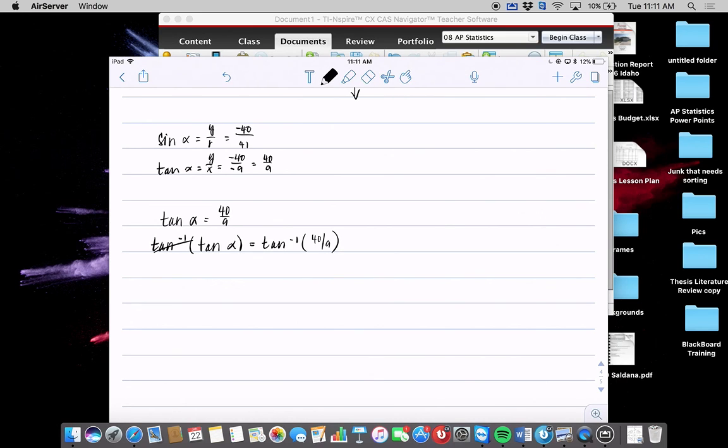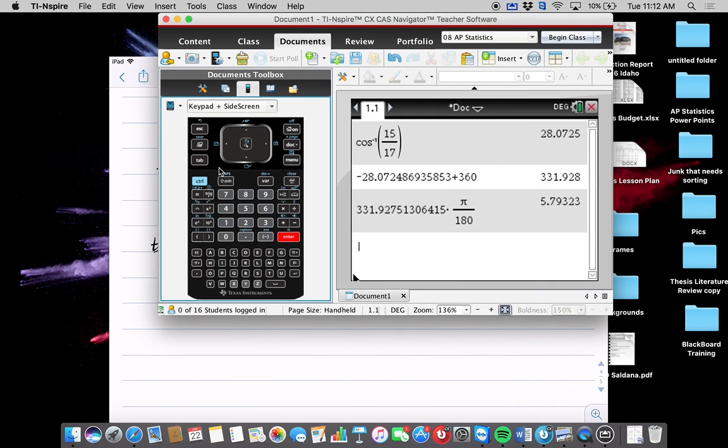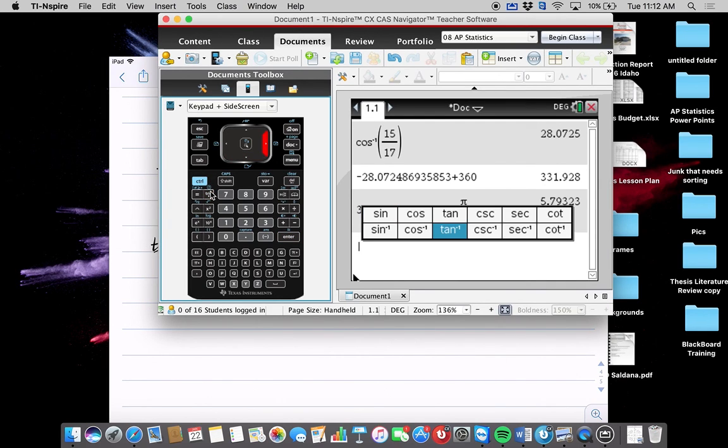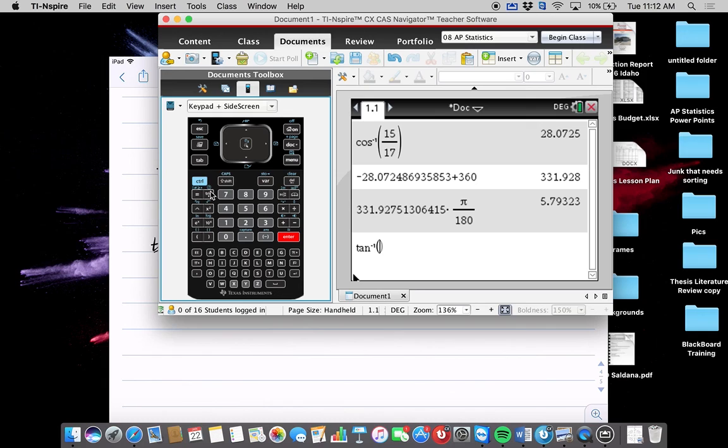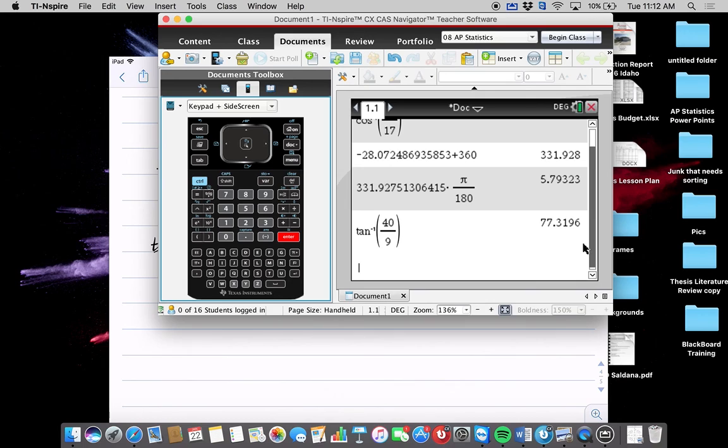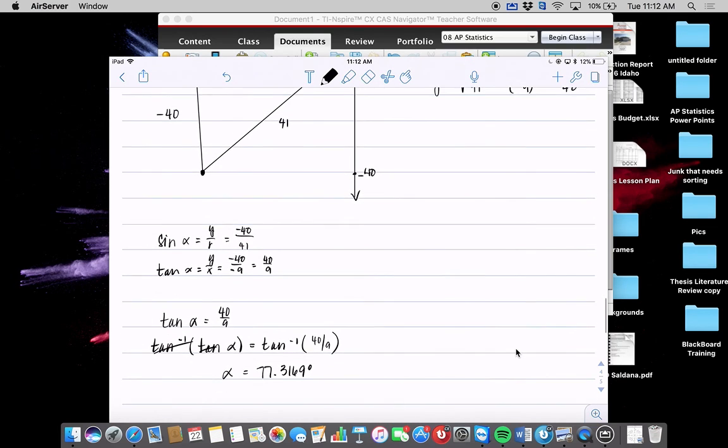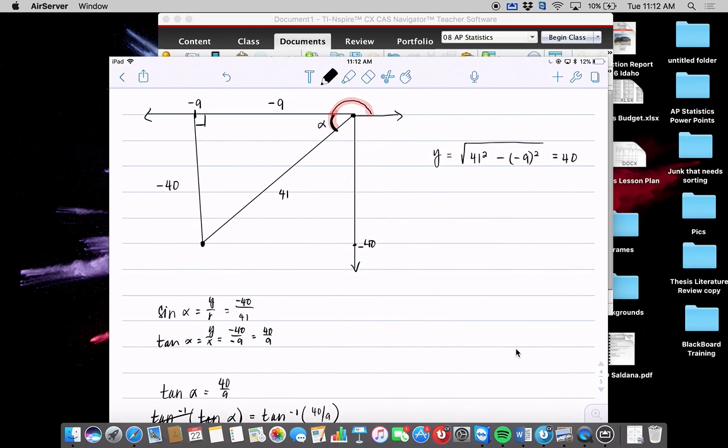Okay, we know these cancel out, so we have that alpha is equal to, let's go ahead and check our calculator, inverse tangent of 40/9, and we get 77.3169 degrees. Okay, so we know that's the measurement for this angle right here, right? But we still need this full half rotation. Okay, we need a half rotation to add to it.